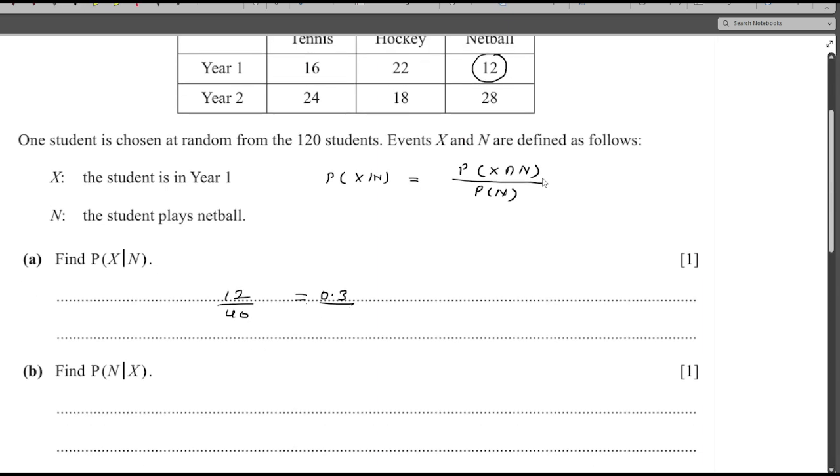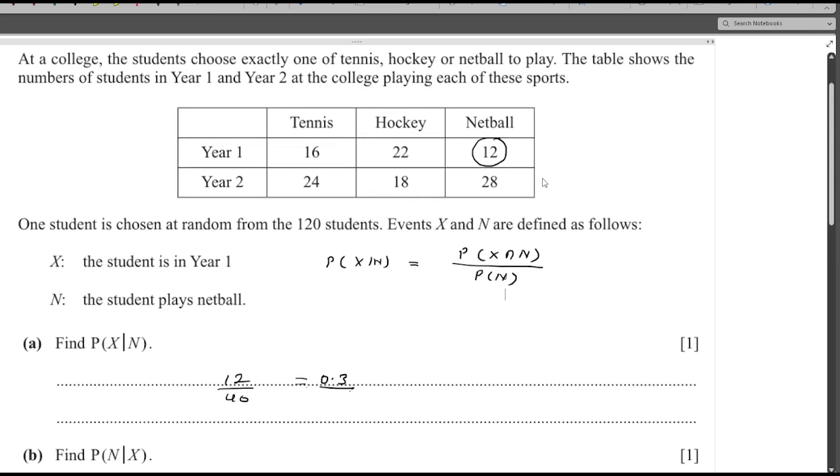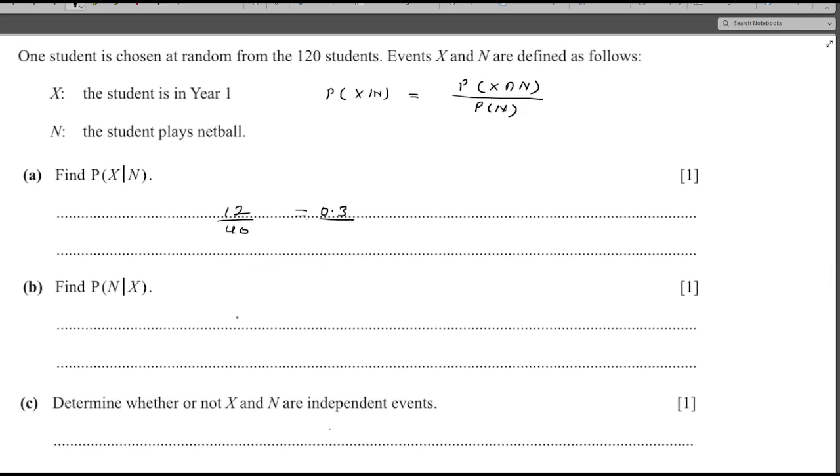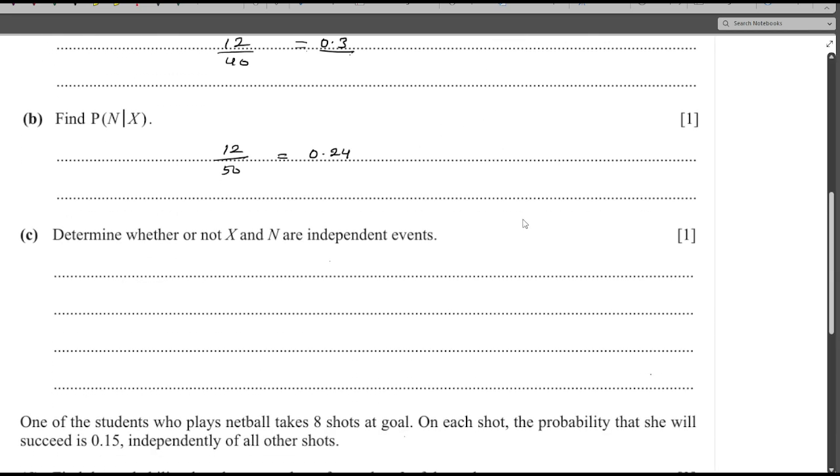Second question is, we have to find the probability of N given X. Given X means we already know that the student is in the first year. I have to find the probability that the student plays netball. Now in first year, there are a total of 16 plus 22 plus 12, that is 50 students. Out of 50 students, 12 are playing netball. So the result is 12 out of 50, which is 12 divided by 50, that is 0.24.